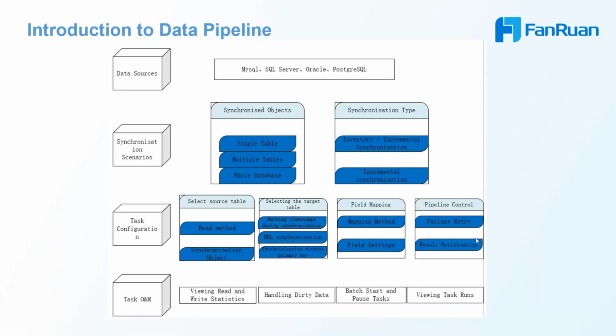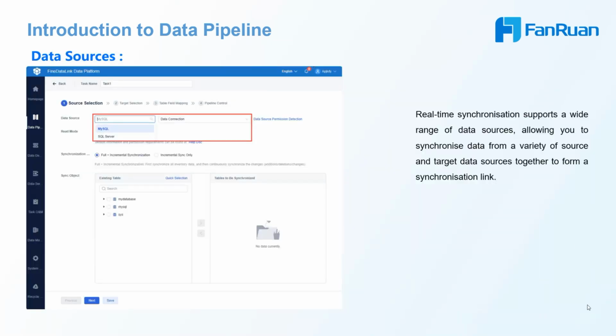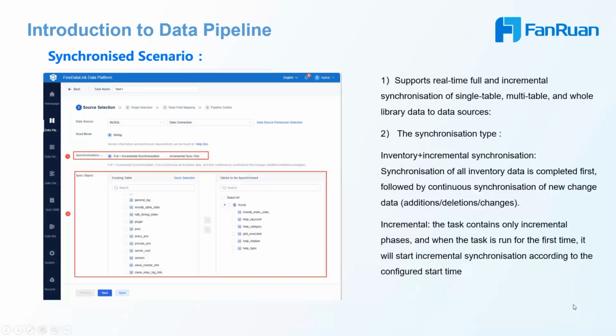We will explain this through 4 aspects: data sources, synchronization scenarios, task configuration, and task operations. First, let's talk about real-time data source synchronization. It supports multiple data sources, allowing you to form synchronization links between various source and target ends. For synchronization scenarios, we support real-time full and incremental synchronization for single tables, multiple tables, and entire databases.